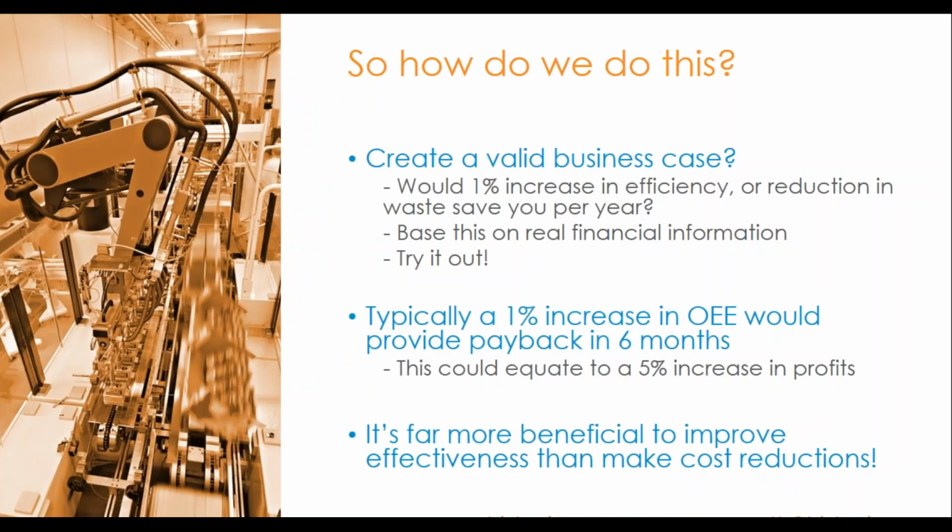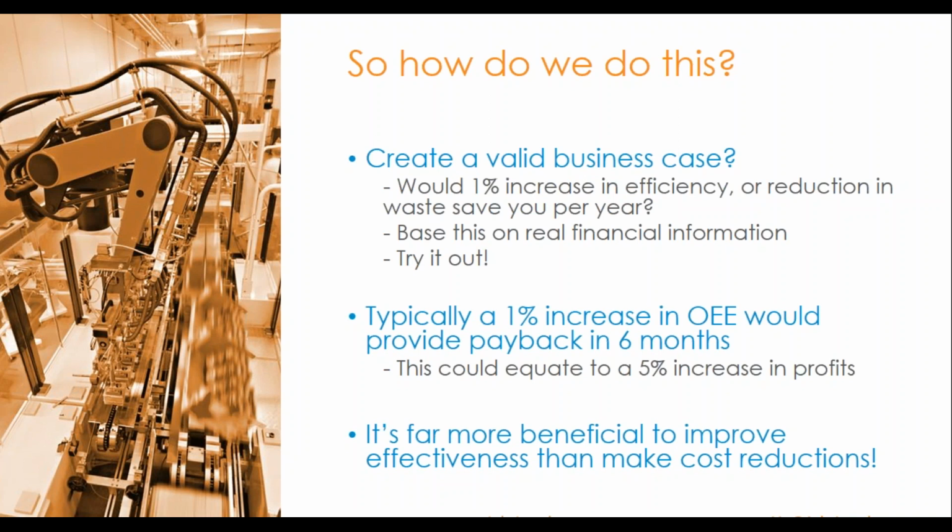So how are we going to go about doing this? We're going from a manual system. We want to think about going towards an automated system. It's going to require some kind of investment. What you're going to need to do is build a good business case around it. Very often, a simple business case to do would just be to look at what a 1 or 2% increase in your efficiency or in your OEE calculation would do for you per year.